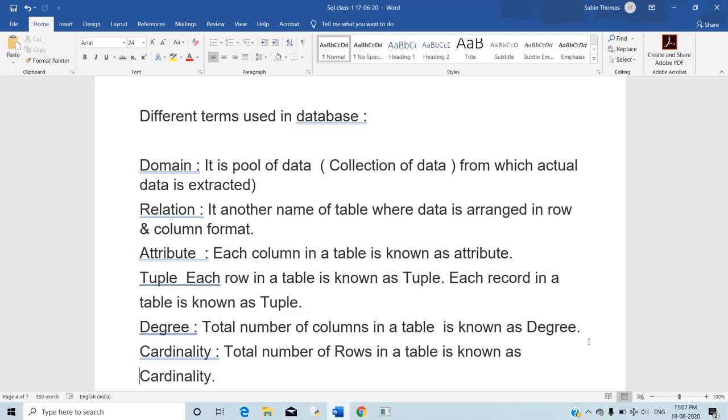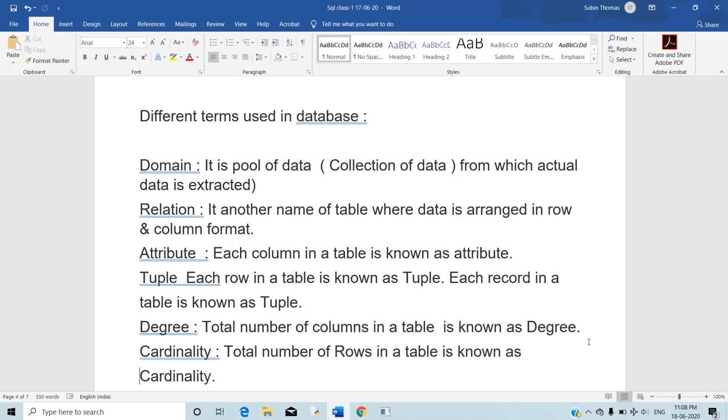That is your domain. Domain is a pool of data. Pool of data means it's a collection of data. From that collection, your actual data is extracted and stored in the table. That is domain. Next term is relation. Relation means it is another name for a table where data is arranged in row and column format.